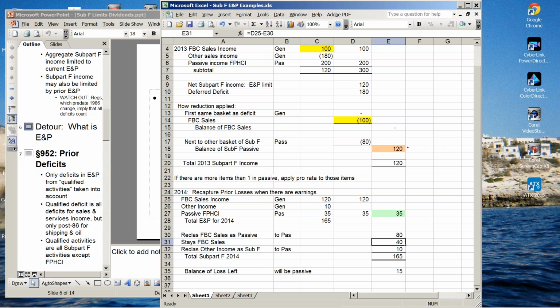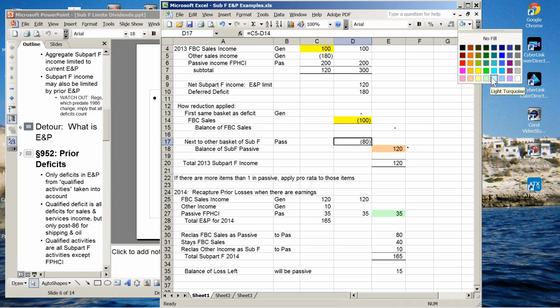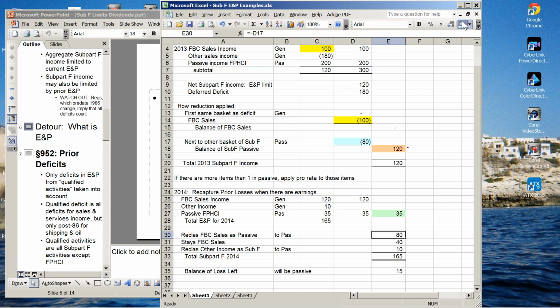Sorry about that. So we have 80 of income that was for the current year was general basket. 80 of it gets reclassified as passive because we had 80 offsetting passive above. And then the remainder of our foreign-based company sales income stays as foreign-based company sales income.